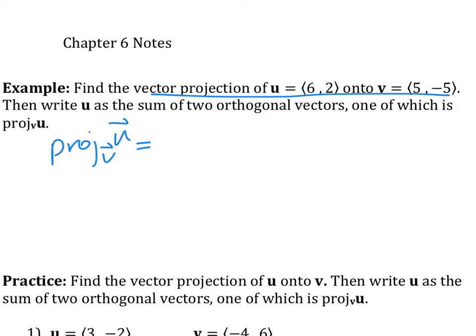Which one's u? Which one's v? The upper one is the vector you want to break down. The bottom is the direction you want to go. So this is going to be u dot v divided by v squared, the direction you want to go, times v. Okay, is that it? No, you have to solve it.